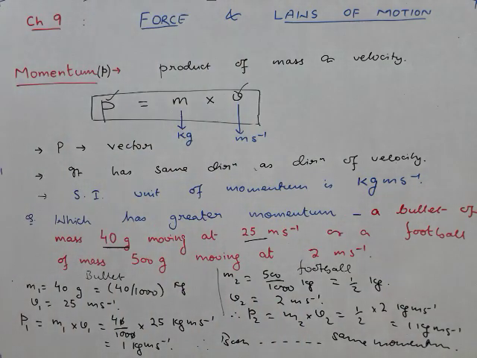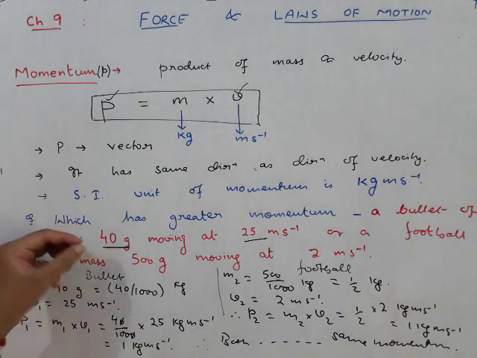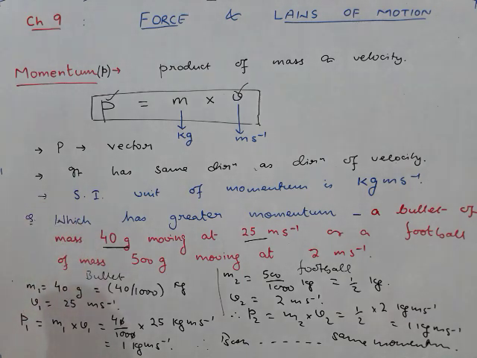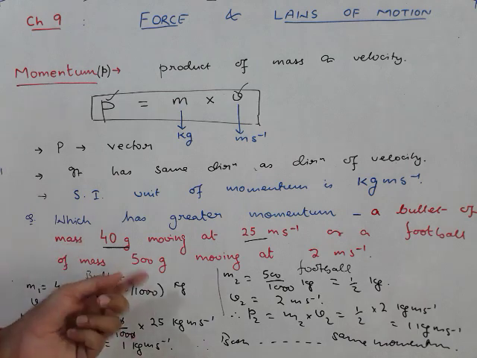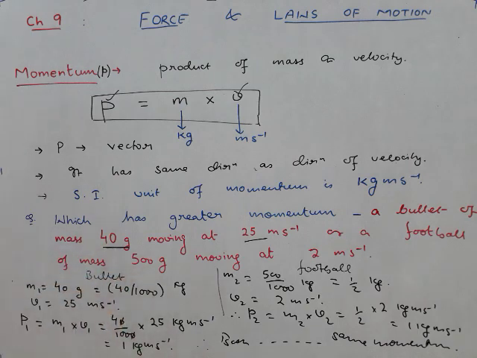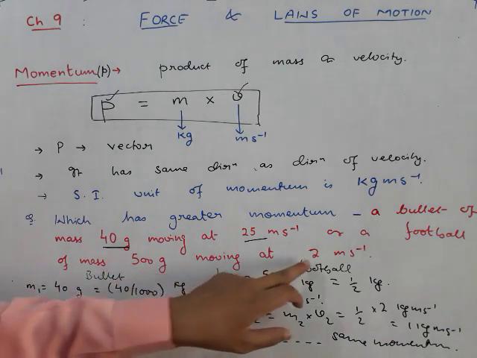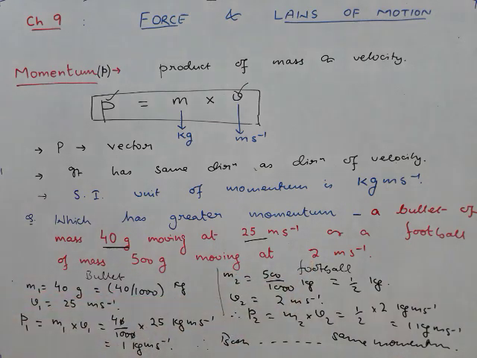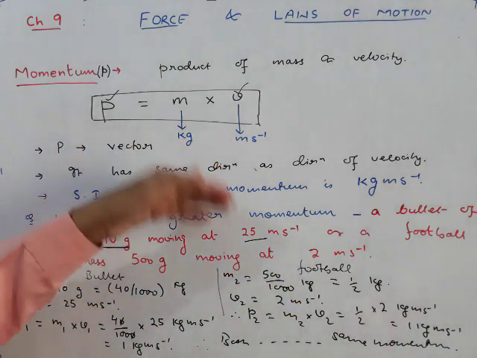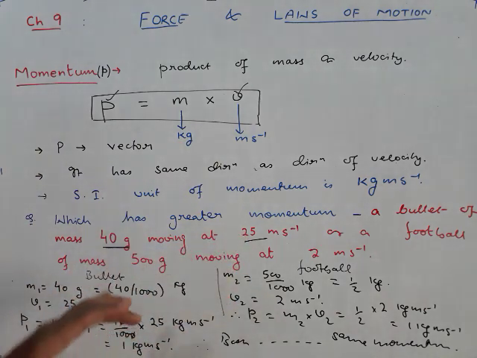So what do we find, students? Momentum depends upon both mass and velocity. The bullet is light, its mass is less, 40 gram. Football is heavy. If they have same speed, which one of them should have greater momentum? Football. But here, although the mass of a football is more, its speed is less, 2 meters per second. Whereas, bullet which has smaller mass has large speed. So, momentum depends upon the product of mass and speed. Only by knowing mass or only by knowing velocity, we should not judge about momentum.